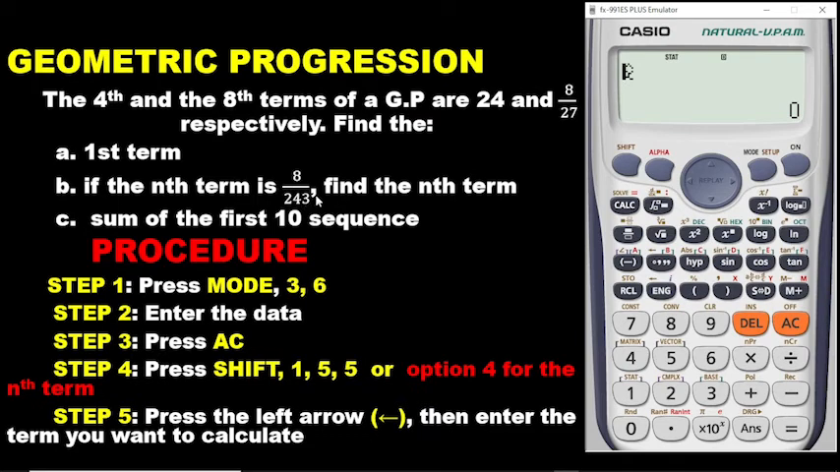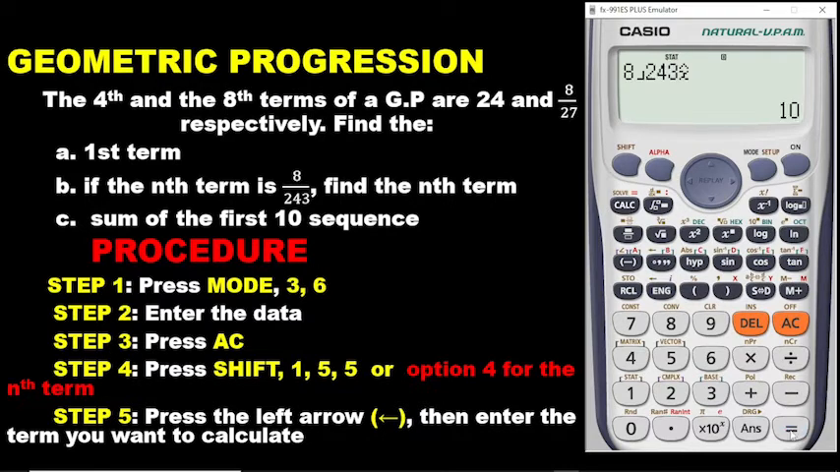So we are going to write the value of the nth term here, and that is 8 over 243. Again, on this particular function, the fraction would not appear the way you see it, so you take it one after the other. So let's go. We have 8, and then you press the fraction key, 8 over, then we have 243.